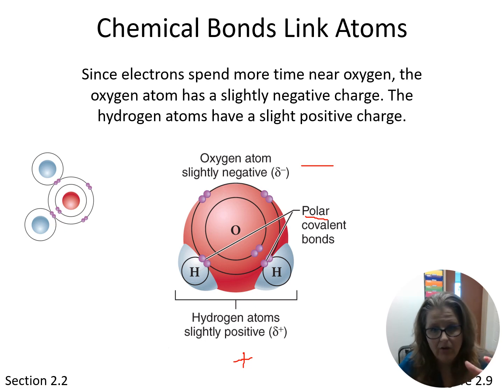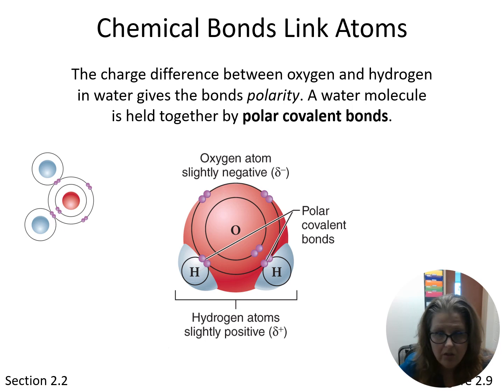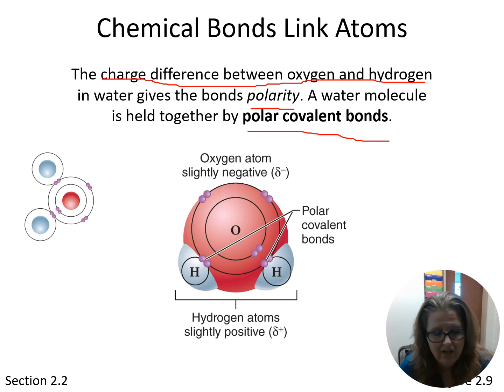Think of a battery. You have a positive and a negative. You go to put it in your remote control for your TV, and you have to make sure they're the right way. So polar means there's a charge. We can say it has polarity. And these are held together by polar covalent bonds, so there is a charge difference between the oxygen and the hydrogen sides of the molecule.